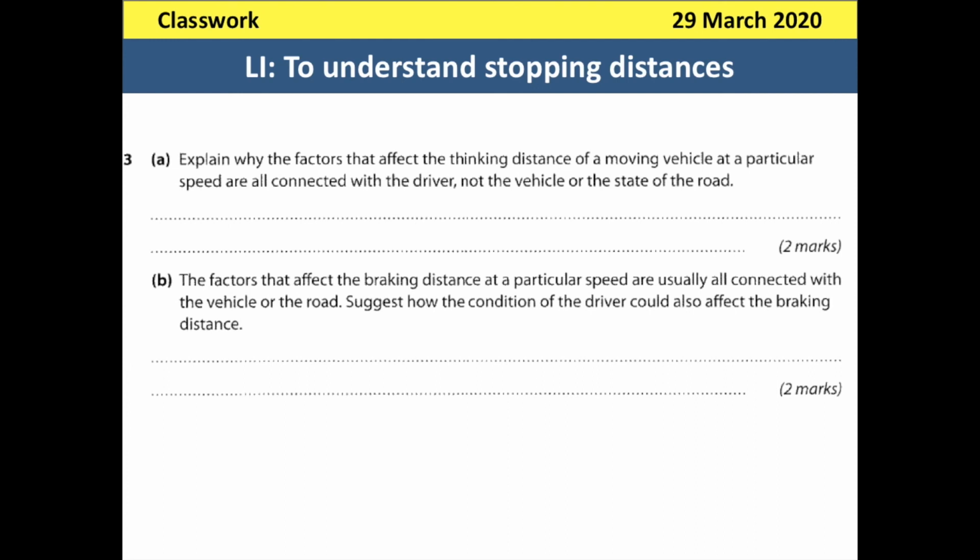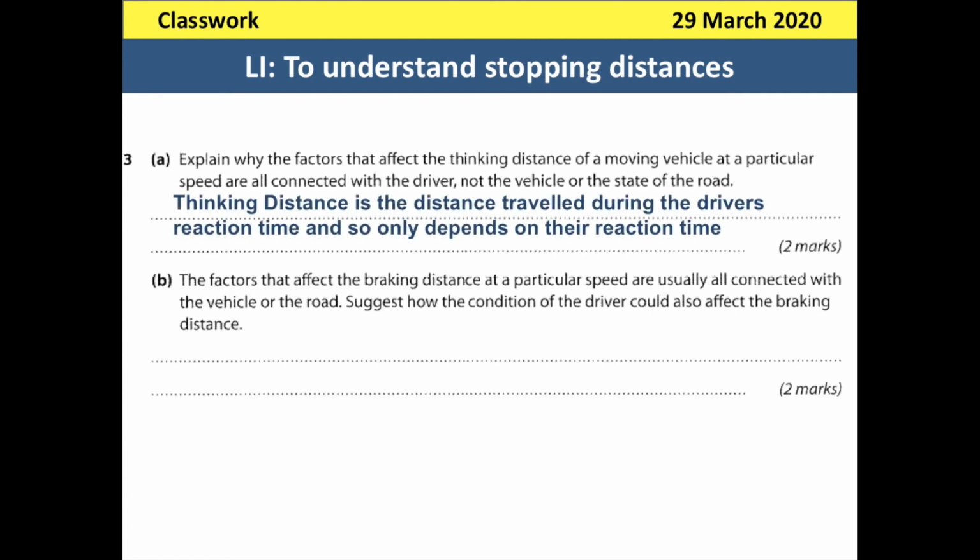Question 3a. Explain why the factors that affect the thinking distance of a vehicle at a particular speed are all connected with the driver and not the vehicle or the state of the road. Well, the reason for that is that the thinking distance is just the distance travelled during the driver's reaction time. That gets you 1 mark. The second mark is for saying, and so therefore it only depends on the driver's reaction time.